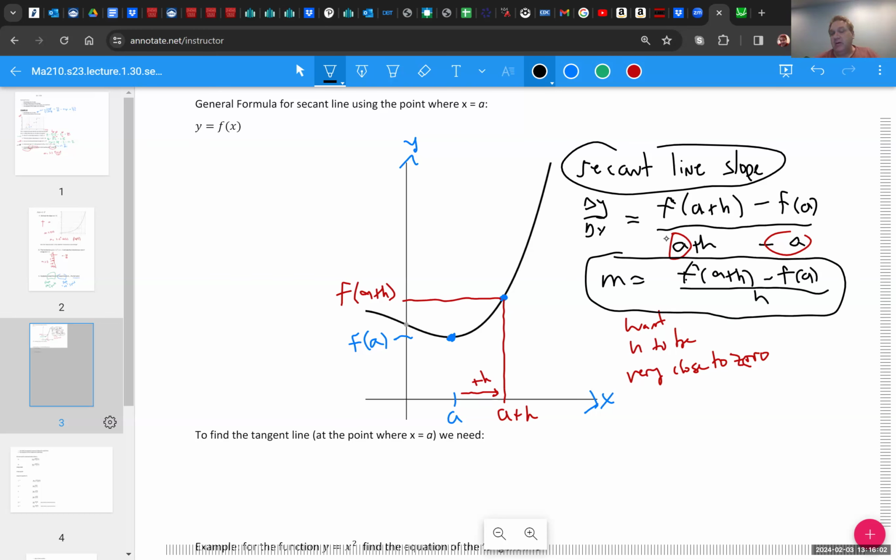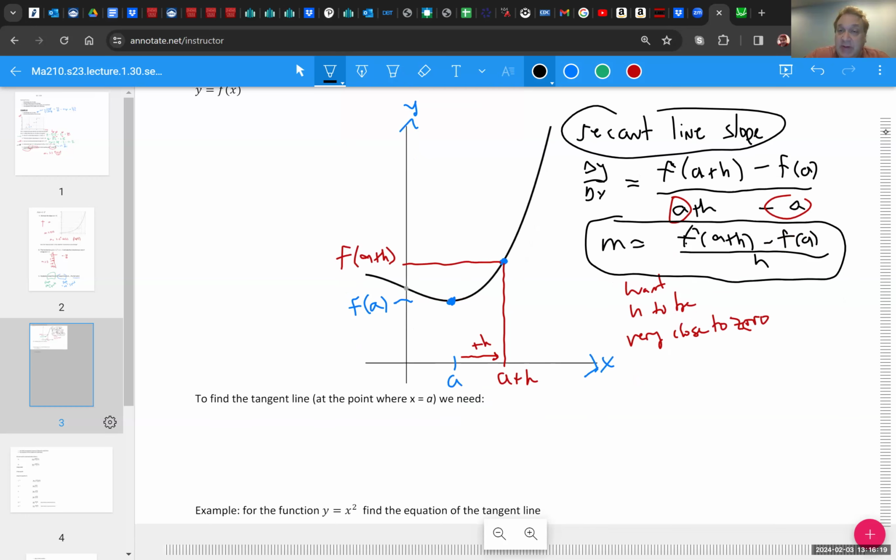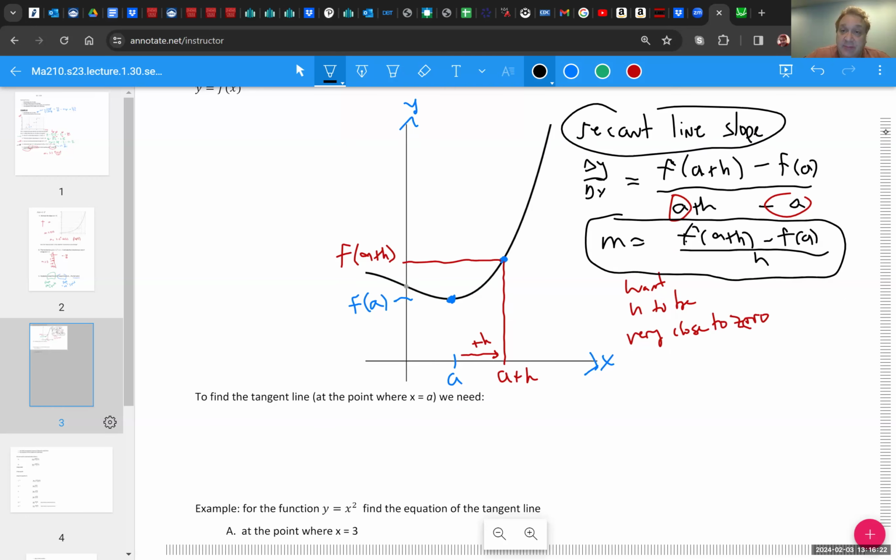So that's the formula for the secant line. That's the formula we're going to be using quite often. But remember, we really want h to be close to 0, because when h is very close to 0, we can estimate or even calculate the tangent line, which is going to be the instantaneous rate of change.